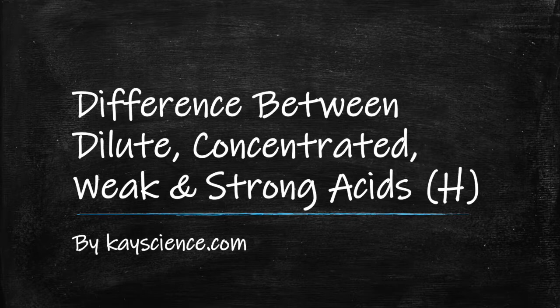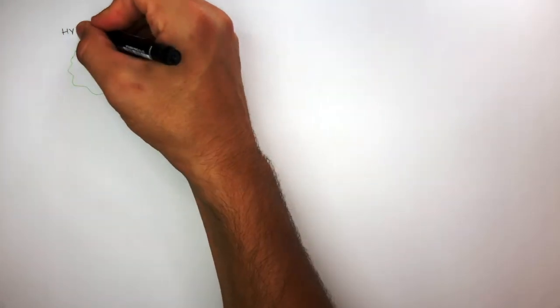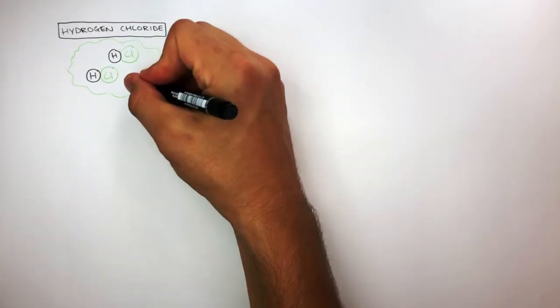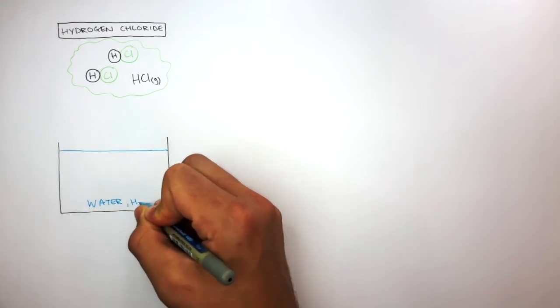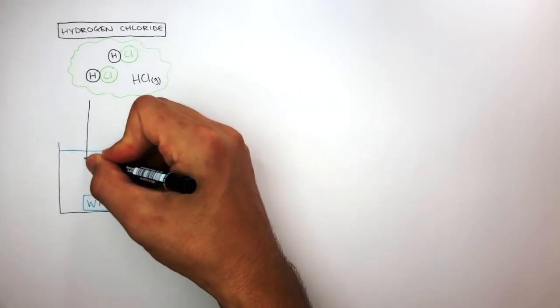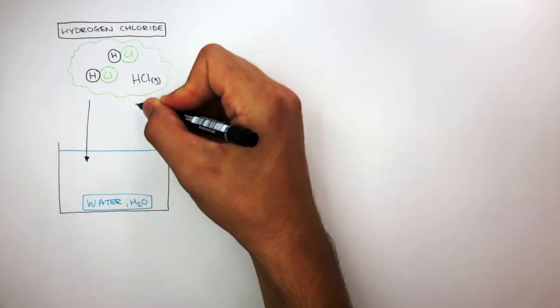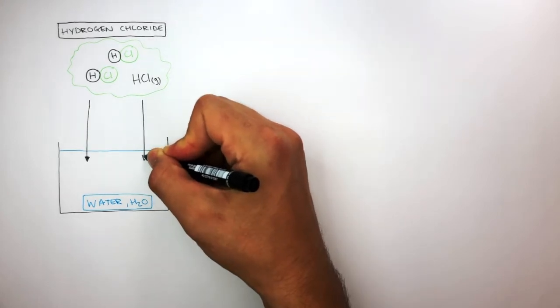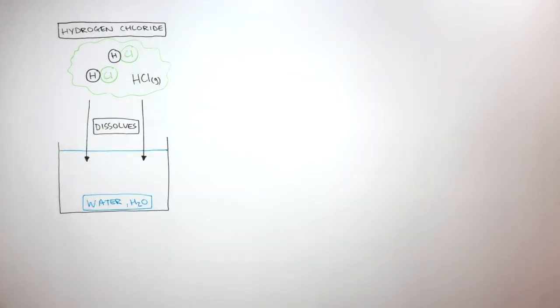Higher content by KayScience.com. This gas represents hydrogen chloride, and the chemical formula of hydrogen chloride is HCl. So hydrochloric acid can be made using hydrogen chloride if we have a beaker of water, H2O, and we add the hydrogen chloride gas to the beaker of water where the HCl dissolves in the water.